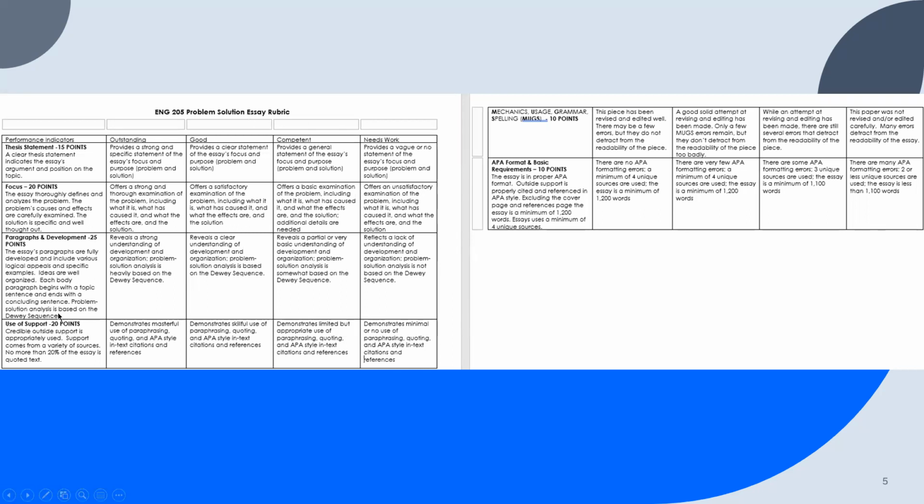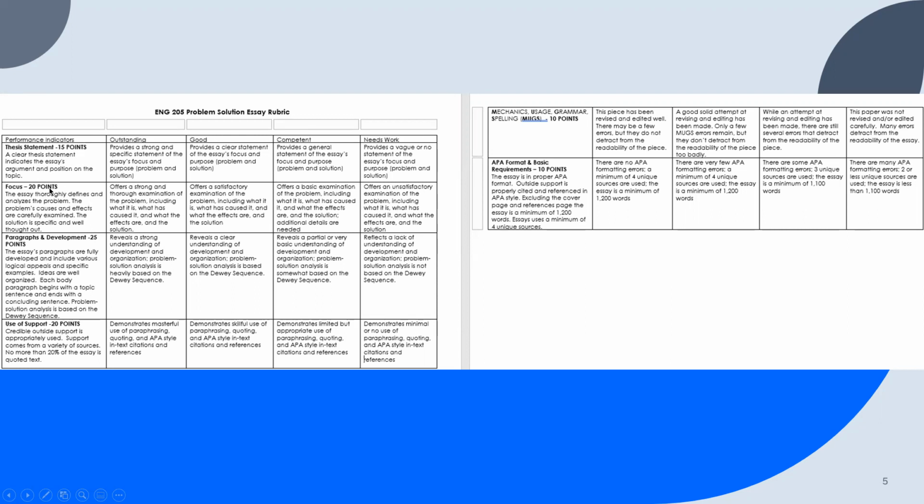Whereas if we look over here, we see where the bulk of the points are coming from. The thesis statement alone is worth 15 points. A thesis statement is probably only going to be one, maybe two sentences for this paper. So that one sentence is worth 15 points. So you're going to want to make sure that your thesis is really pretty solid.